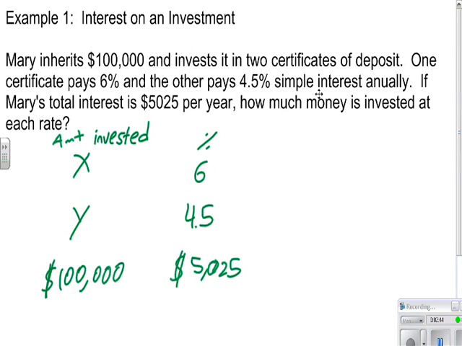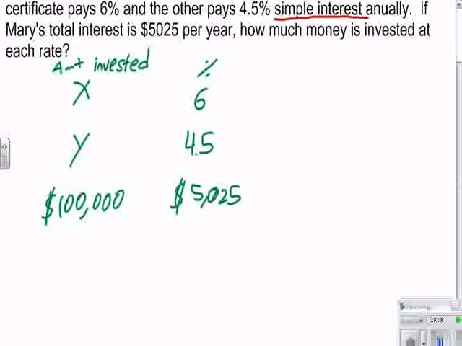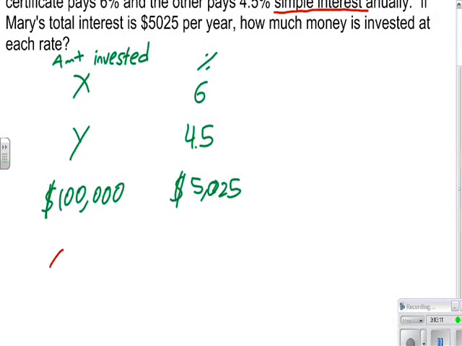Now we just need to know what simple interest means. That just means that the interest that you earn is simply the percent times the amount of money invested. So with that, we're starting to see 2 equations shape up. First, x plus y equals 100,000. The total money invested is 100,000.